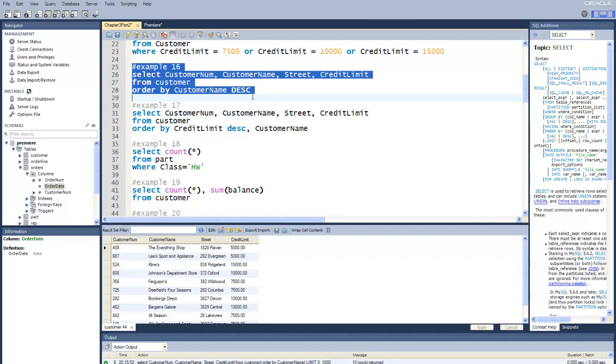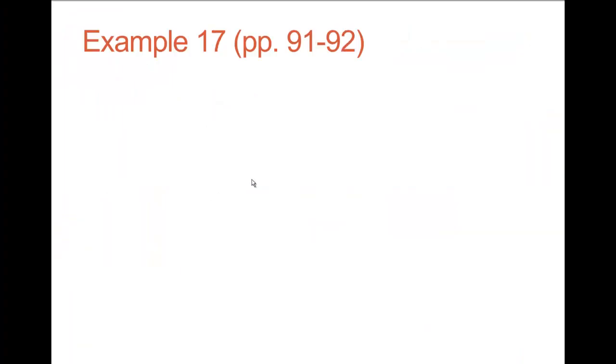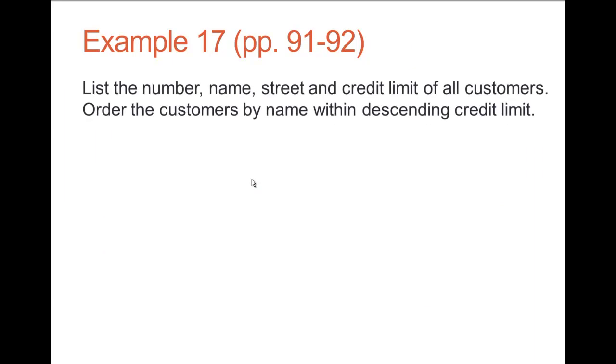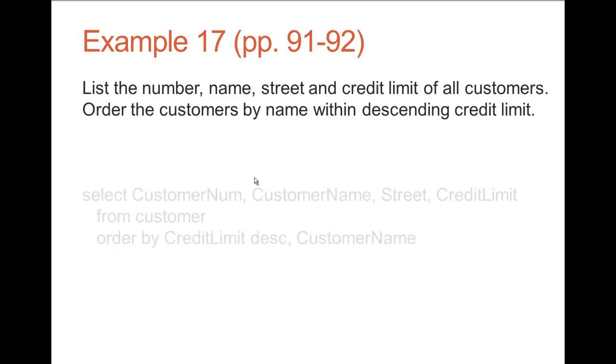Your author has an example of this in example number 17. But they've actually done two things together. They're telling you to list the number, name, street, and credit limit of all customers, order the customers by name within descending credit limit. In other words, sort the customers by credit limit in descending order, and then where the credit limit is the same, sort them in ascending order by name.